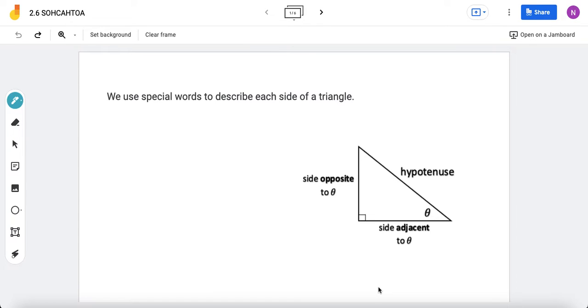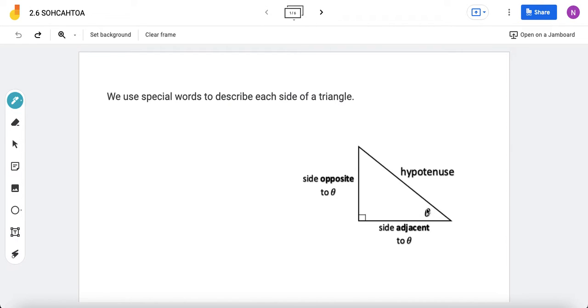Hi everyone. In this video, we're going to talk about three ratios that are commonly used in trigonometry. Okay, let's take a look at this triangle here. Now, we use special words to describe each side of a triangle.